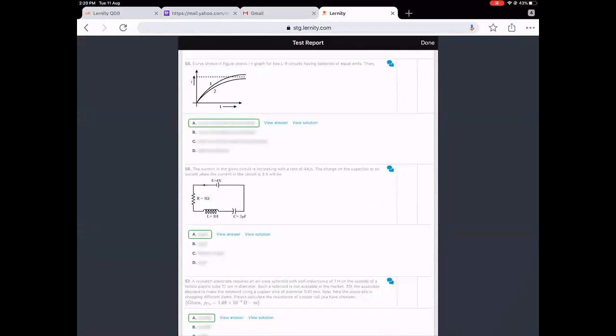The current in the circuit increases with a rate of 4 ampere per second. The charge on the capacitor at an instant when the current in the circuit is 2 ampere will be how much?